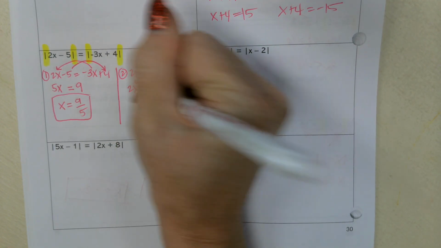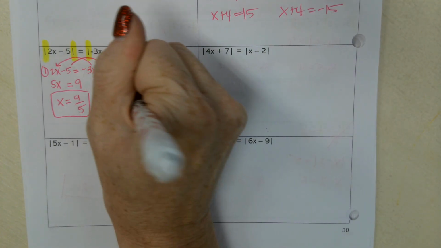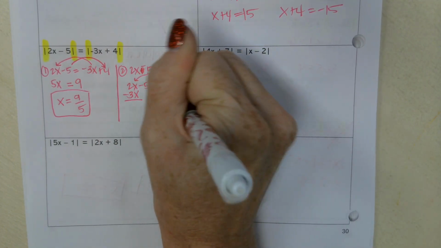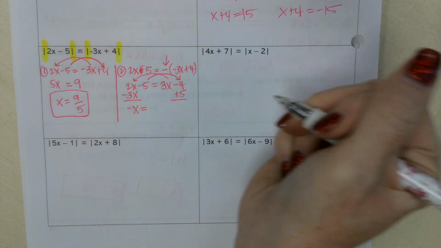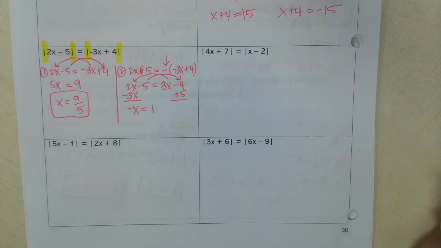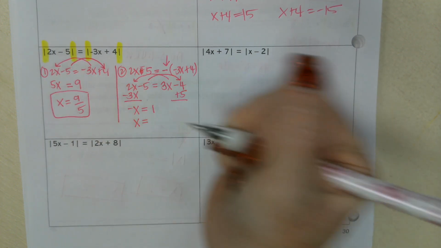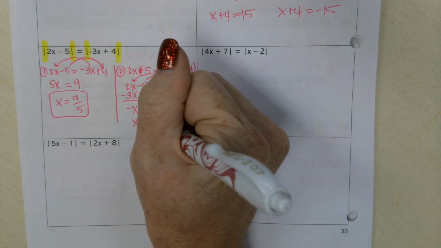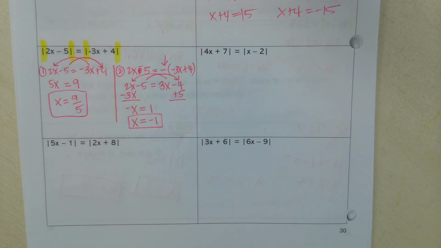So I'm going to move the x to the left and move the number to the right. So I'm going to show here I'm subtracting 3x. I'm adding 5. Okay? So this gives me negative x is equal to 1. Do I want negative x? No. What do I want? And how do I get rid of that negative? You multiply or divide by a negative 1. Okay? So those are your 2 solutions.